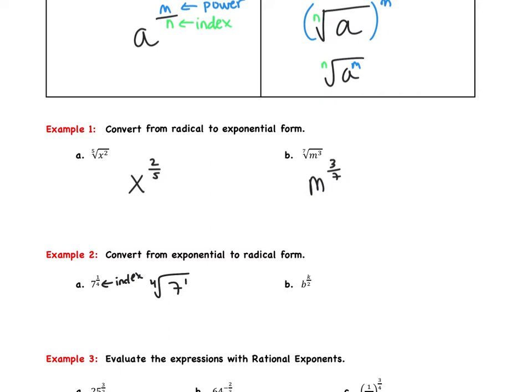Our power can go inside the root, or it can go outside the root. Now, a power of 1, you don't really need to write. So either one of those answers will work. If we look at part B, B is the base. Our denominator is our index. And then k can either go in the root, or it can go out of the root. Now, being able to convert between the two forms is going to be very important for the next set of problems we're going to do, or the next tasks we have.